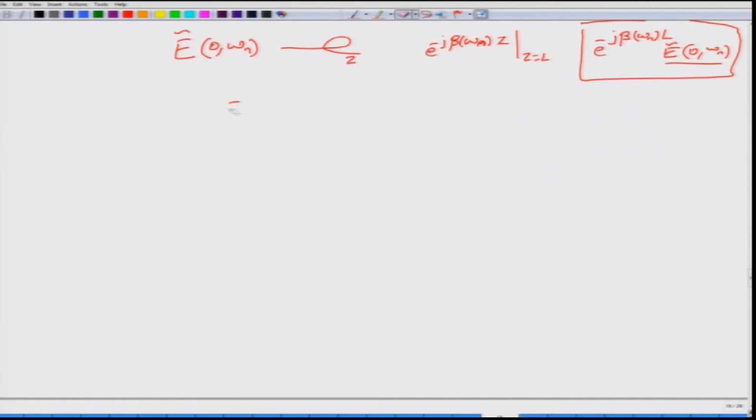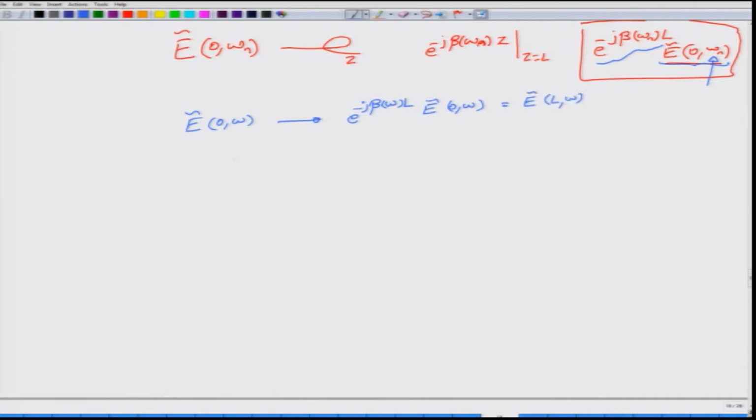Of course, my input spectrum is not just limited to one frequency component, it is actually made up of multiple frequency components. No matter what frequency component I have, all I have to do is find the complex amplitude of this particular frequency component omega n and then multiply it by the phase factor e to the power minus j beta of omega n times L. In the continuous domain, what we actually have is the spectrum being multiplied by e to the power minus j beta of omega times L, times E of 0 comma omega, which we will call E of L comma omega.